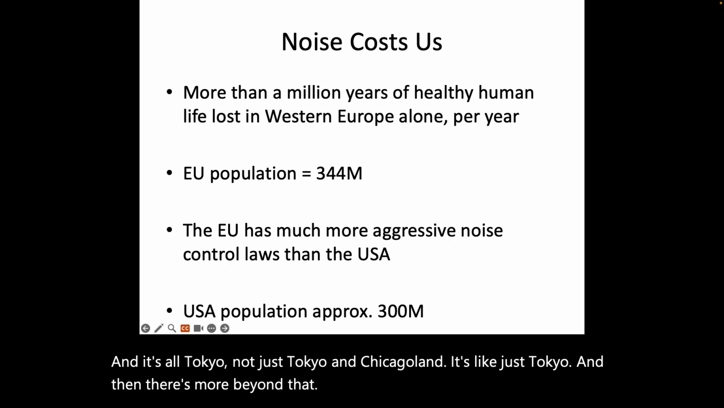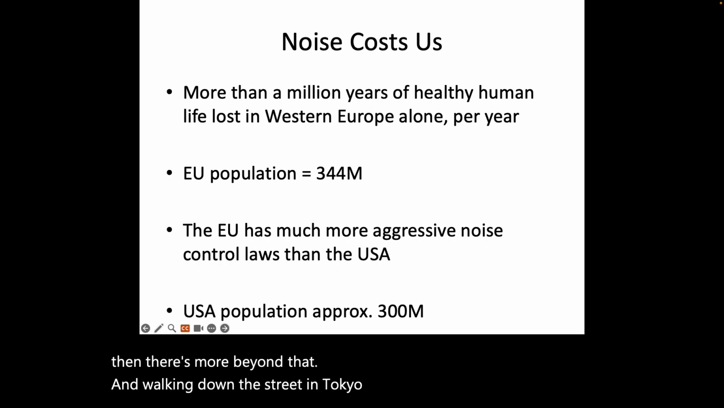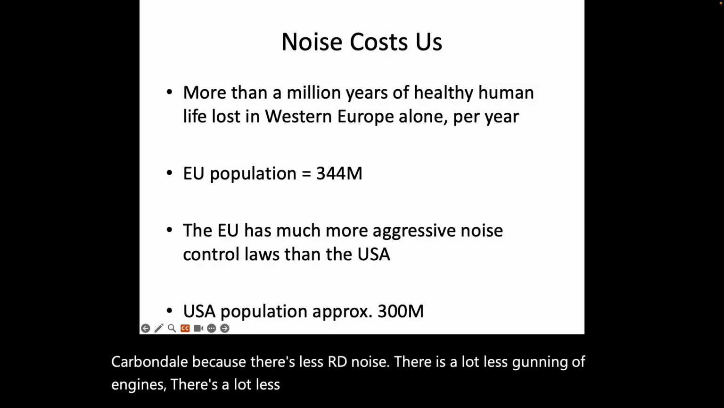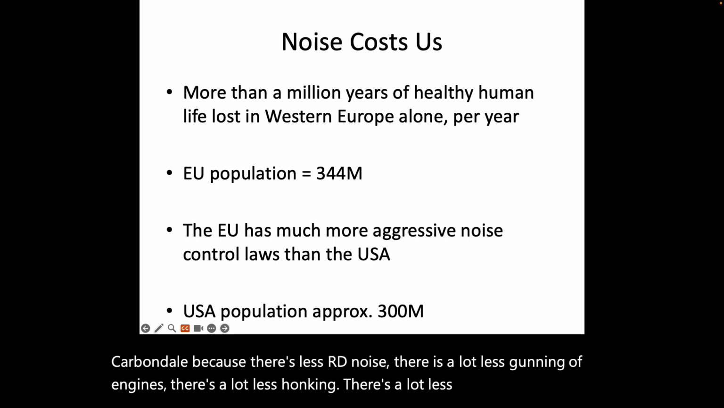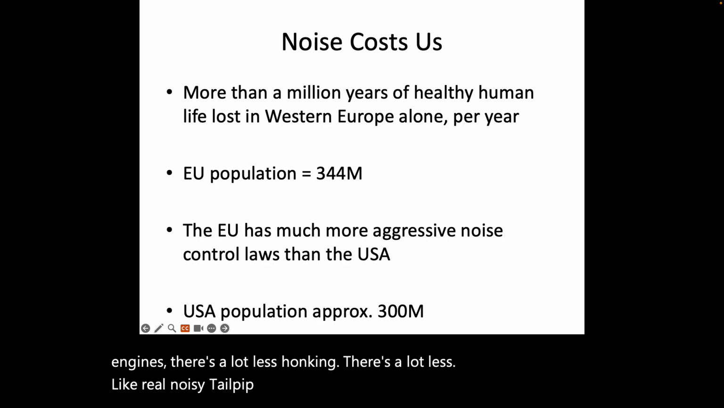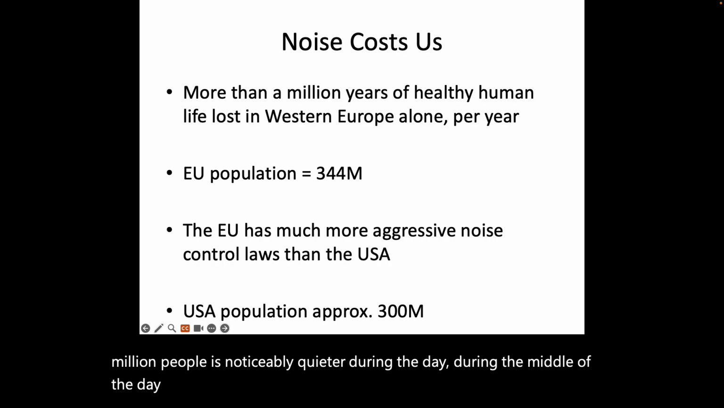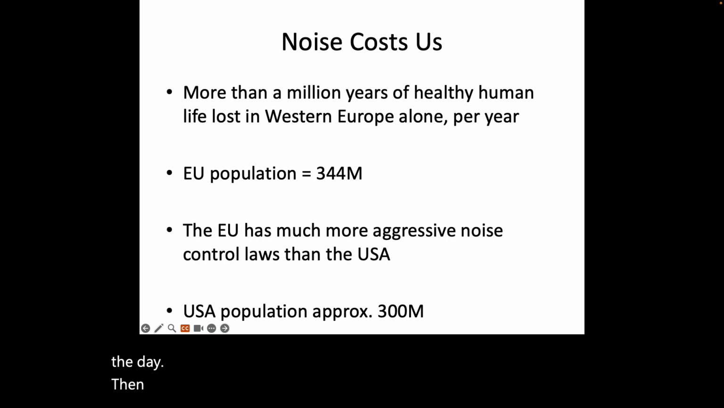And walking down the street in Tokyo is way quieter than it is in Carbondale because there's less road noise. There's a lot less gunning of engines. There's a lot less honking. There's a lot less real noisy tailpipes and stuff like that. So think about that. A city of 25 million people is noticeably quieter during the middle of the day than a town-sized city, Carbondale, in the United States, right?